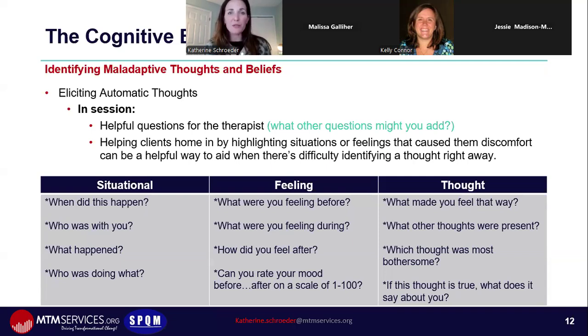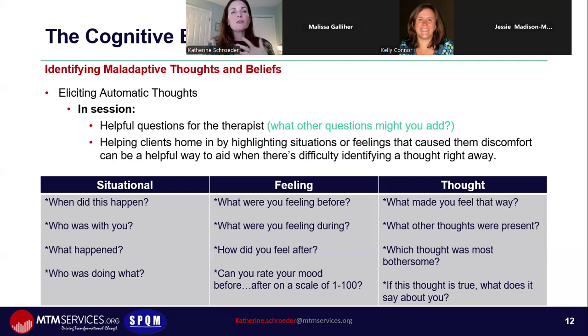If 1 is absolutely in a great, most positive mood, and 100 is I am enraged at the end, or whatever the negative feeling is that they are able to identify that they felt. And then the thought, we can get with them about that. What made you feel that way? What other thoughts were present?